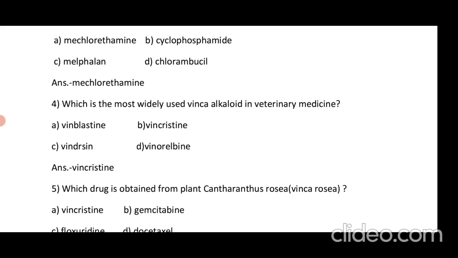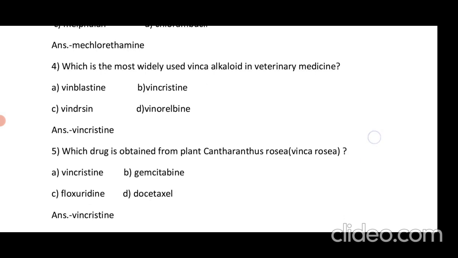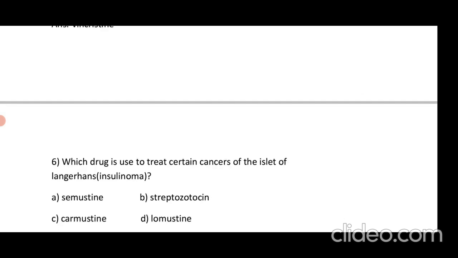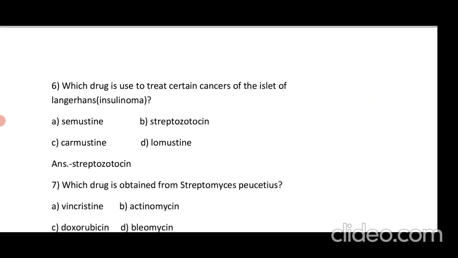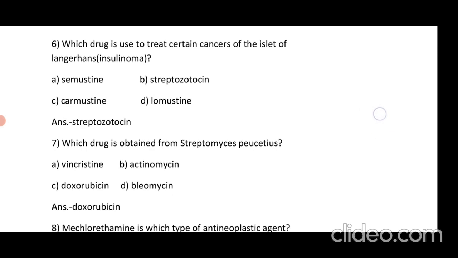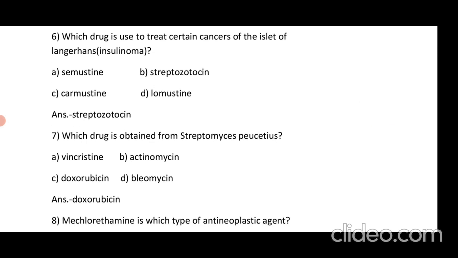Which drug is obtained from the plant Catharanthus rosea? Vinca rosea. It is vincristine. Which drug is used to treat certain cancers of the islets of Langerhans, insulinoma? Streptozotocin. Streptozotocin is used for the treatment of islets of Langerhans cancer or insulinoma. Which drug is obtained from Streptomyces peucetius? Doxorubicin. Doxorubicin is obtained from Streptomyces peucetius.